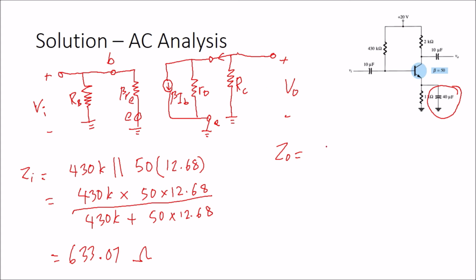For the Z naught, if we look from right to left, it's RC parallel with R naught, so the value of R naught is 50k parallel with RC 2k. So Z naught is equal to 1.92 kilo ohm. If you can figure out, when R naught is large, Z naught is almost equal to RC. So this 1.92 is almost equal to 2k. Next, the question asks for the value of AV.